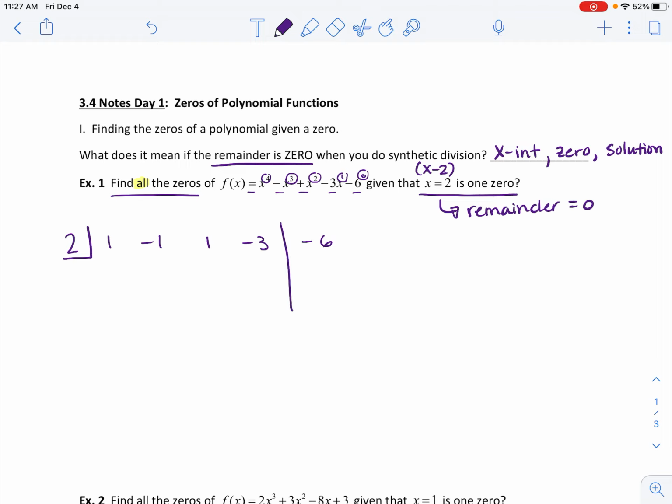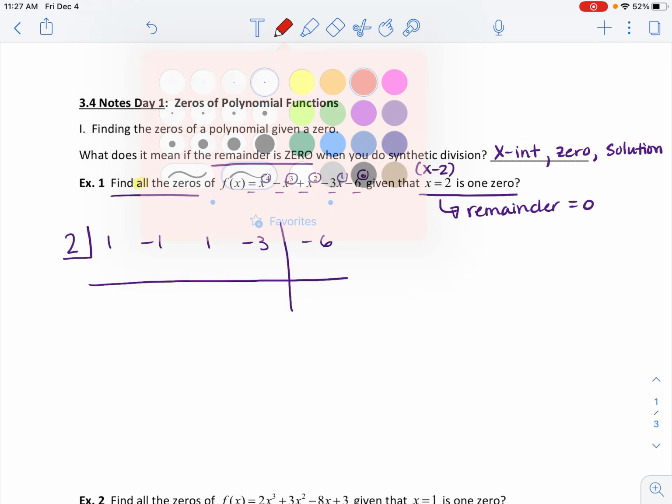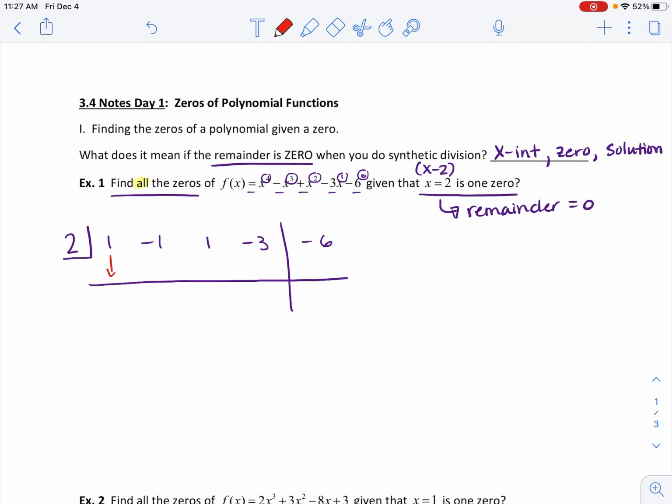Let's draw our remainder column and get going. When doing synthetic division, we bring down the 1, and then multiply that 1 by this 2. 2 times 1 is 2. We add that up: -1 plus 2 is 1. We multiply that 1 again by 2, which is 2. Add that up: 1 plus 2 is 3. Multiply that 3 by 2, which is 6. -3 plus 6 is 3. Multiply by 2 again, 2 times 3 is 6, and -6 plus 6 is 0.